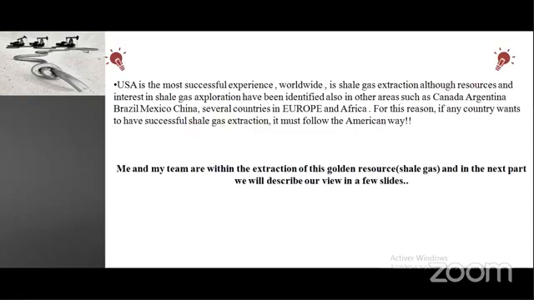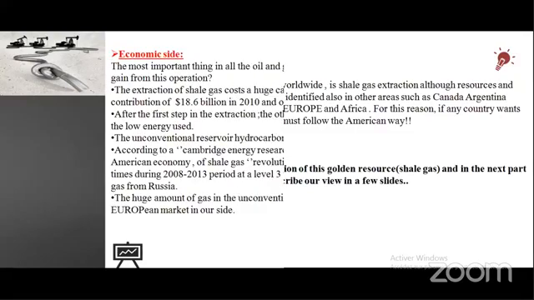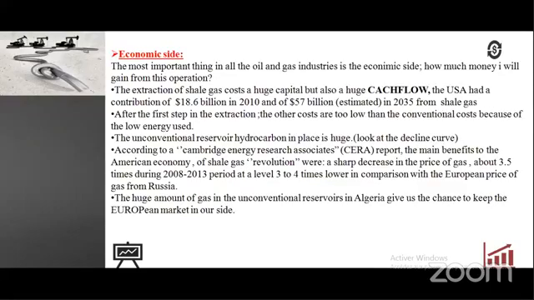Me and my team are working on the extraction of this golden resource, shale gas. And in the next part, we will describe our view in a few slides. The economic side. The most important thing in all oil and gas industries is the economic side: how much money I will gain. Besides a huge capital, there is also a contribution of $57 billion estimated in 2035 from shale gas. After the first step of the extraction, the other costs are much lower than the conventional costs because of the low energy used. The unconventional reservoir hydrocarbon in place is huge.